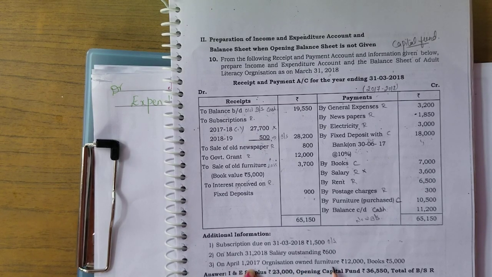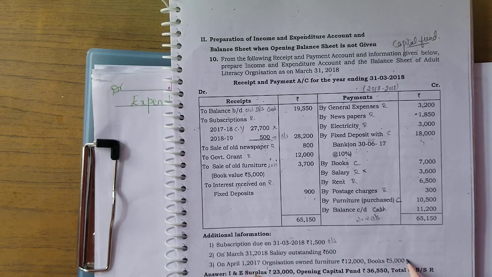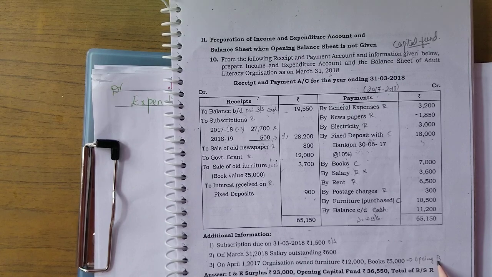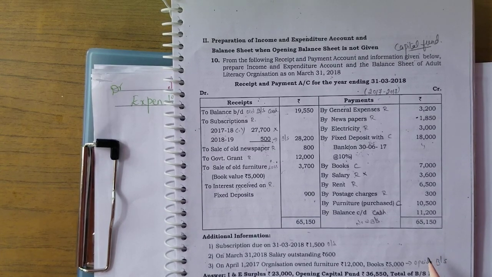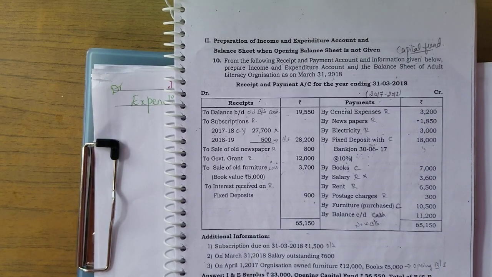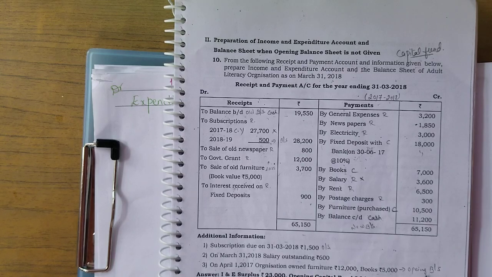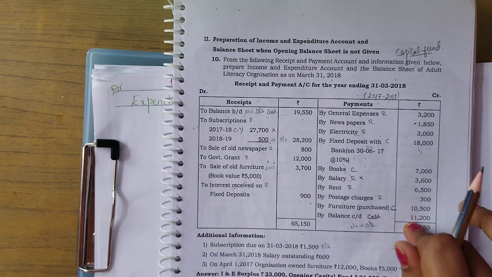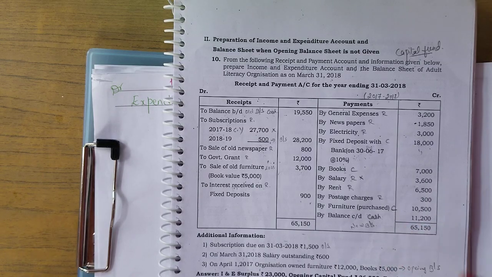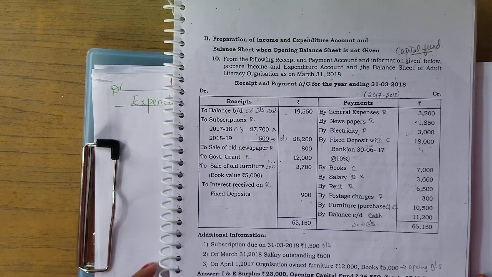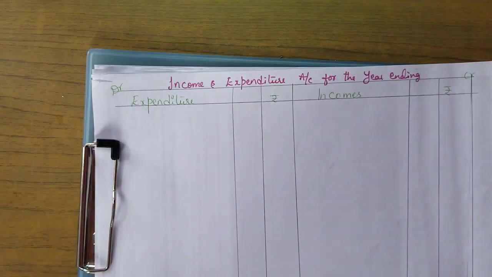The organization owned furniture of 12,000 and books of 5,000. We need this information to prepare the opening balance sheet, which is not given in the problem. We are going to use this information to find out the capital fund also. Now let's start with the problem.